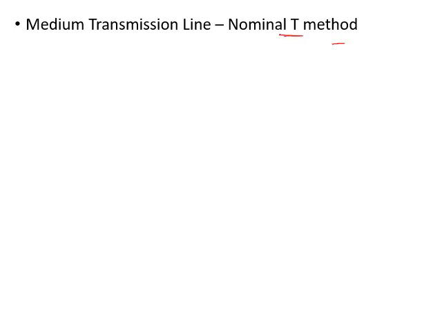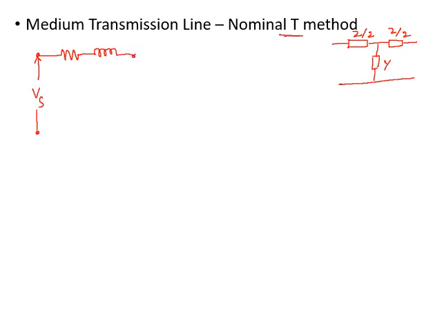So nominal T, the assumptions are the impedance is divided into two halves and the admittance is assumed to be lumped. So this is the T method. So drawing the equivalent circuit, represent Vs. So from Vs, the impedance R by 2 and XL by 2 at the sending end. So R by 2, XL by 2.